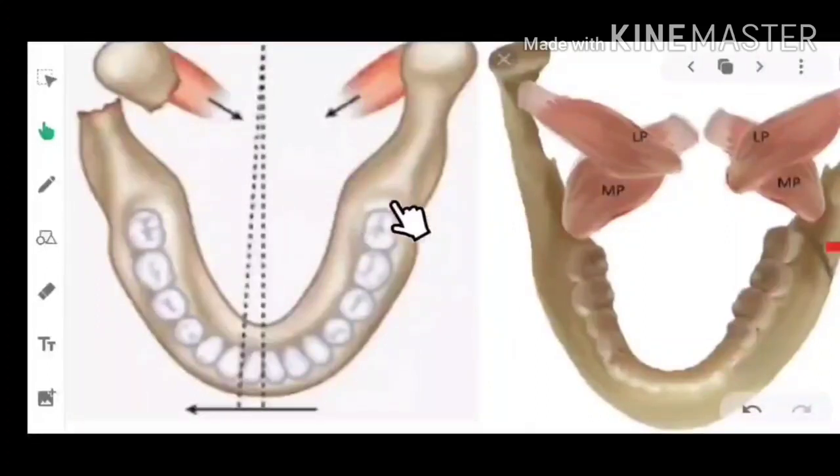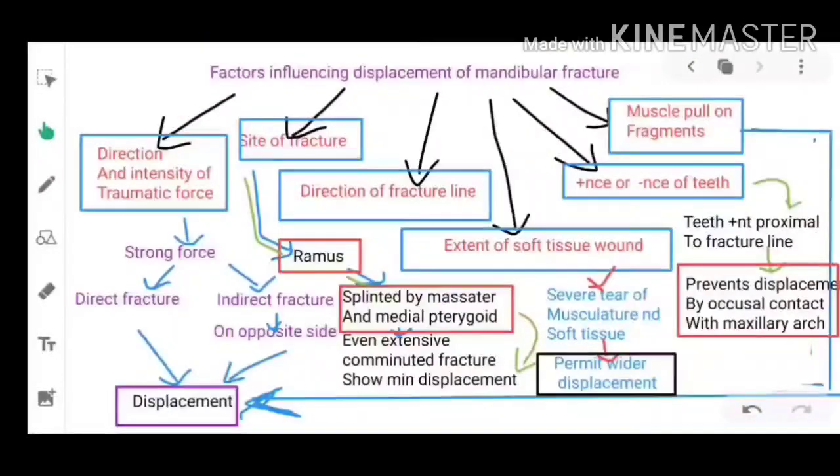Now this is a diagram. This is the lateral pterygoid, the medial pterygoid, and this is the displacement. Now, factors influencing displacement of mandibular fracture. There are a total of 6 factors which affect the displacement of mandibular fracture.